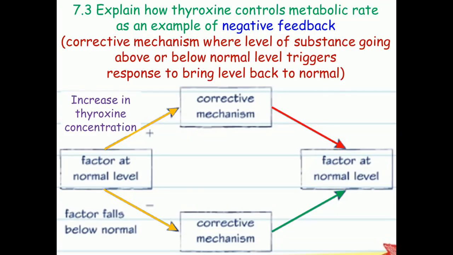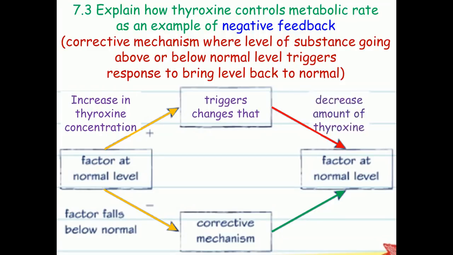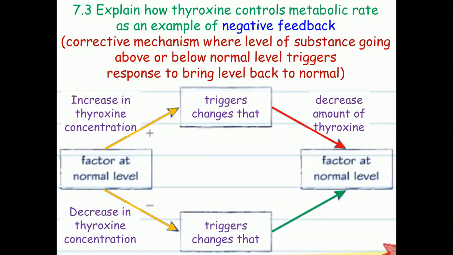For instance, if there's an increase in thyroxine concentration, it triggers changes that decrease the amount of thyroxine so that it brings it back to a normal level. And then if there's a decrease in thyroxine concentration, that triggers changes that increase the amount of thyroxine back to a normal level. So if the concentration of thyroxine increases or decreases, that causes a change, and that change then decreases or increases the thyroxine concentration back to a normal level. And that's what negative feedback is.